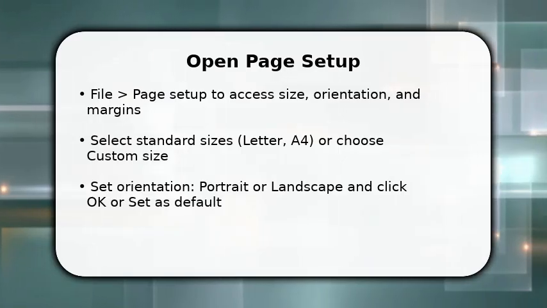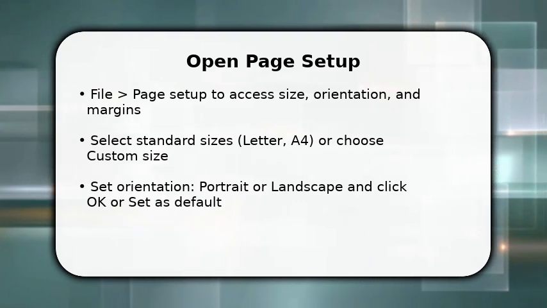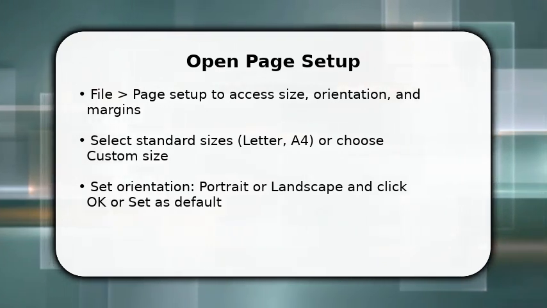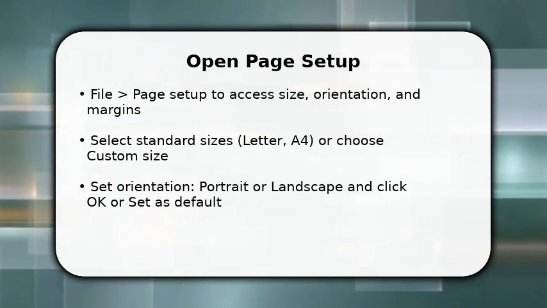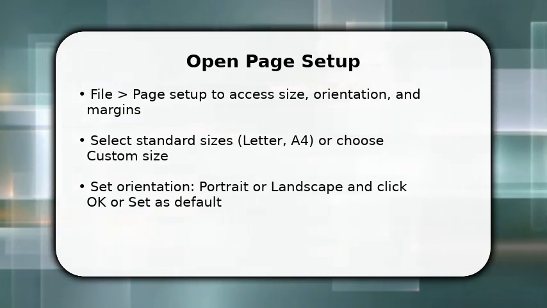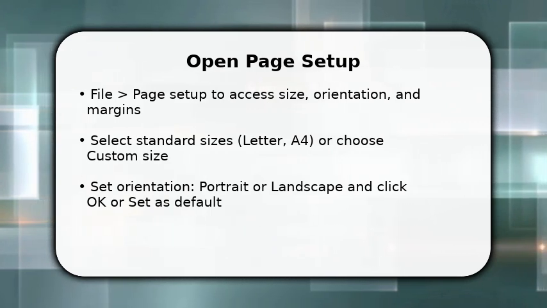You begin by opening File, then Page Setup. This is where Google Docs centralizes page dimensions. Once you open it, scan the size dropdown and pick a standard like letter or A4, or choose custom size to enter width and height.